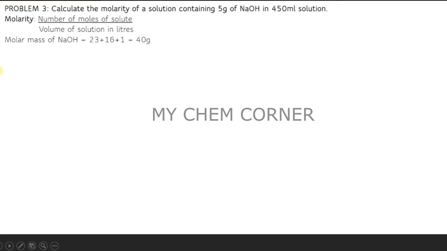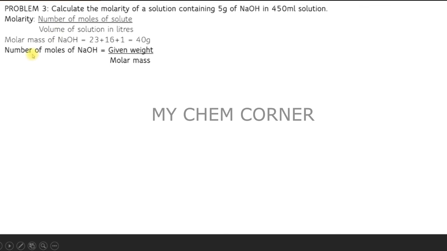Based on the formula, we don't have the number of moles given to us directly. So to calculate the number of moles, the first thing we need is the molar mass of NaOH. That's more important. Here, the molar mass of NaOH: Na is 23, oxygen is 16, hydrogen is 1. When we calculate, we get 40 grams of NaOH, which is the molar mass.